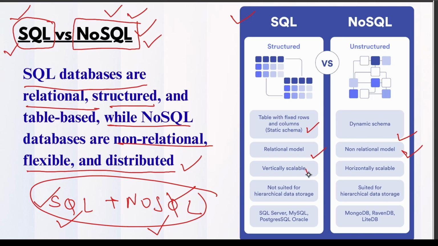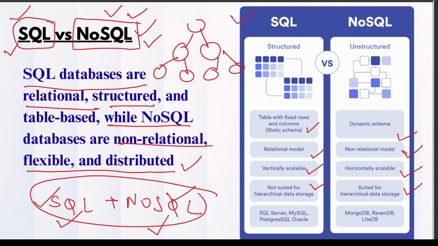In SQL we have vertical scalability, like vertically we can scale. I explained what is meant by vertical scaling and horizontal scaling. In NoSQL we have horizontal scaling. SQL is not suited for hierarchical data storage, and NoSQL suits hierarchical data storage. Hierarchical is nothing but, I hope you know about trees, which store the data in this format. I already explained, if you want to store the data in the form of trees, then you can go with a NoSQL database. That is known as hierarchical.